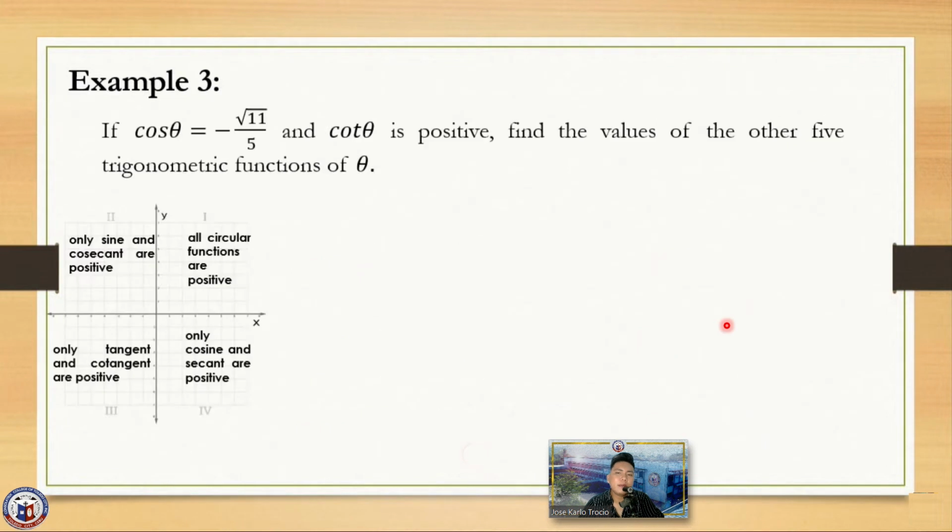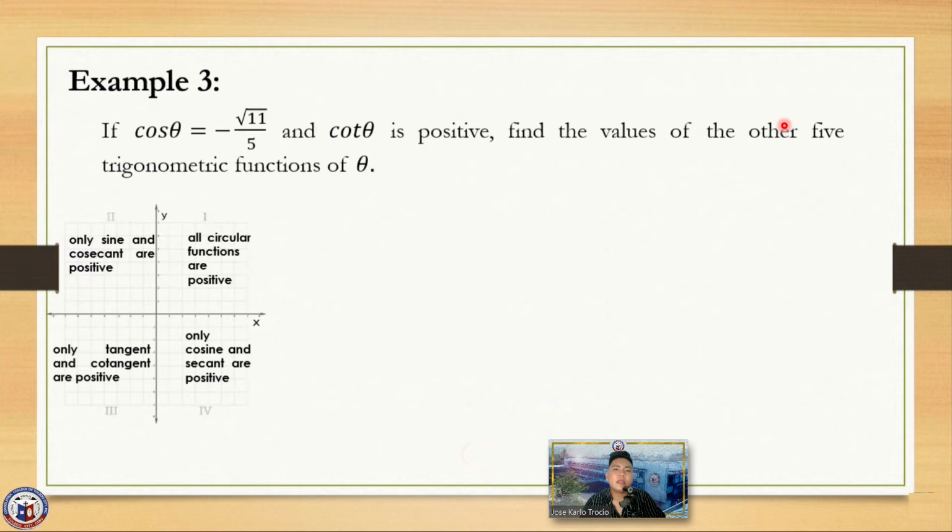Another example. Okay, let's have this example. It's getting long, but I hope you are still listening. 23 minutes, it's really long. So you have, if cosine theta is equal to negative square root of 11 over 5 and cotangent theta is positive, find the values of the other 5 trigonometric functions of theta.